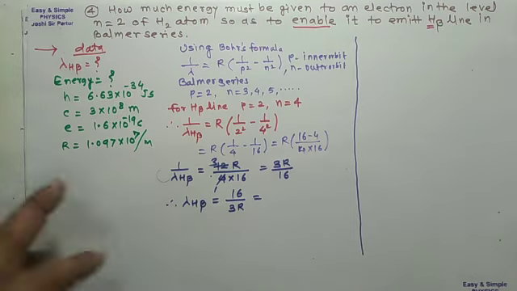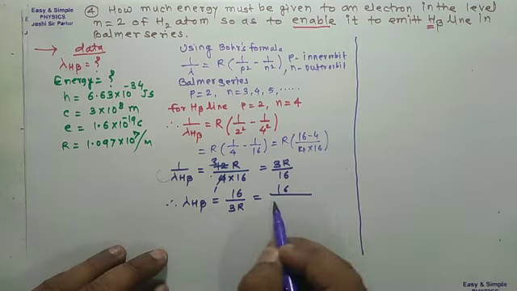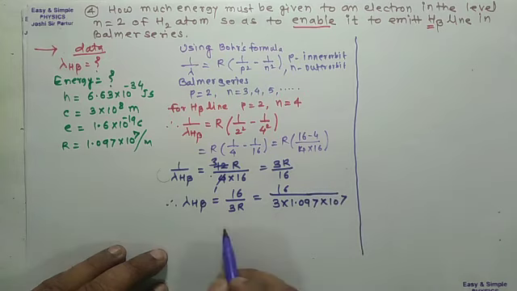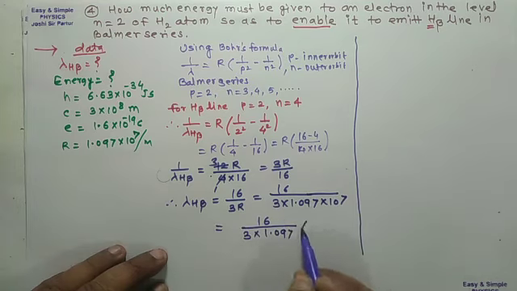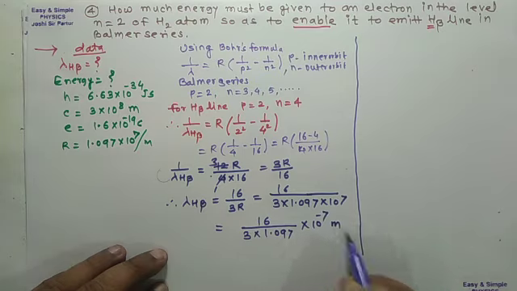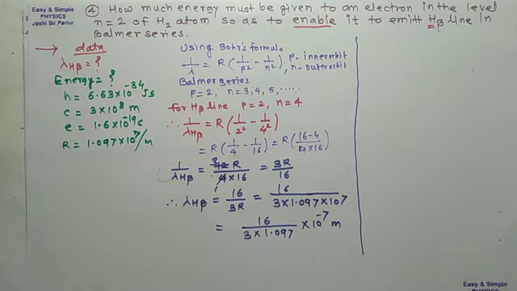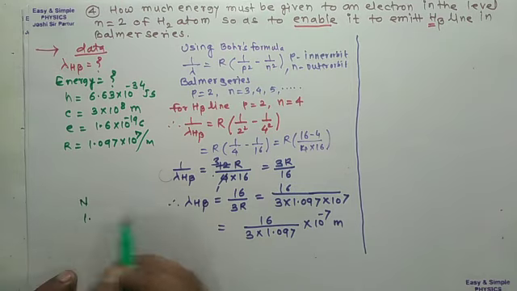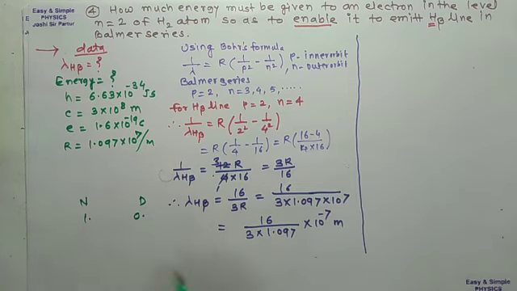Put the value of R: 16 divided by 3 multiplied by 1.097 into 10 raised to 7, which is 16 divided by 3 into 1.097 multiplied by 10 raised to minus 7 meter. We solve this by using logarithm. Here 1 is the characteristic for 16 in the numerator, and in the denominator 0 point will be the characteristic for 3 and 0 point is the characteristic for 1 point. First of all we take 30.